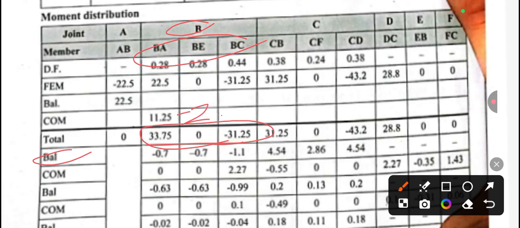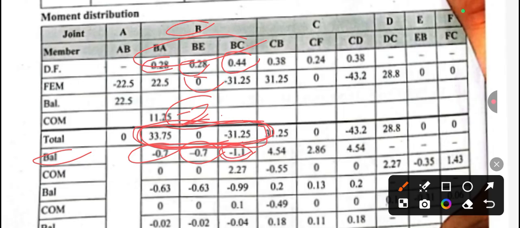We change the sign and multiply with the distribution factor, this for the BA. Again, sum all the members at joint B, change the sign and multiply with the distribution factor. Our distribution factor is, sorry, 0.25, so we get minus 0.7. Again for this one we add the total value at joint B, change the sign and multiply with the respective distribution factor, and we get this value.